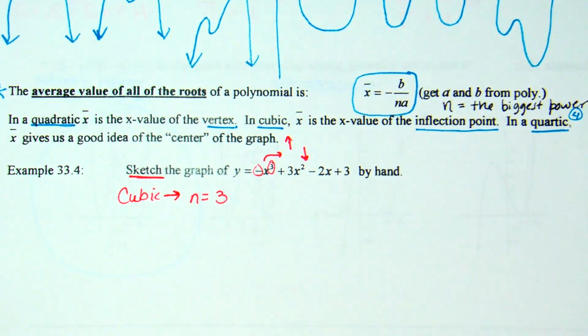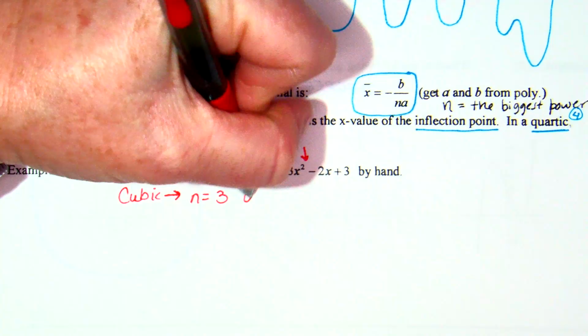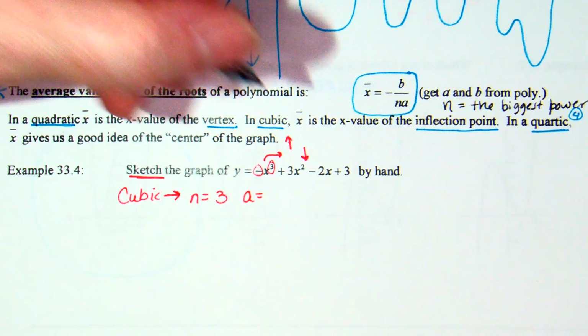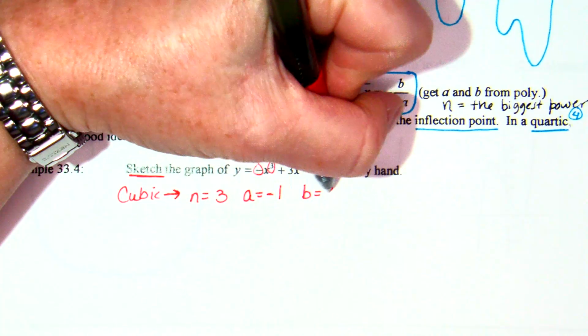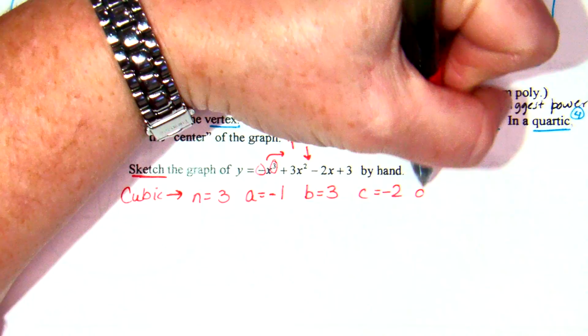Let's go ahead and talk about our ABCs. What is A? -1, because it's the coefficient of the highest degree power. What is B? 3, because it's the coefficient of the next one. C? -2. D? 3. And there is nothing past D on a cubic.